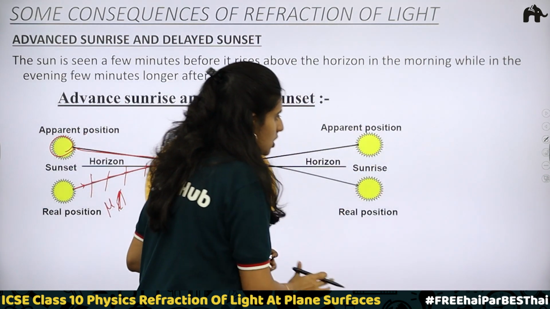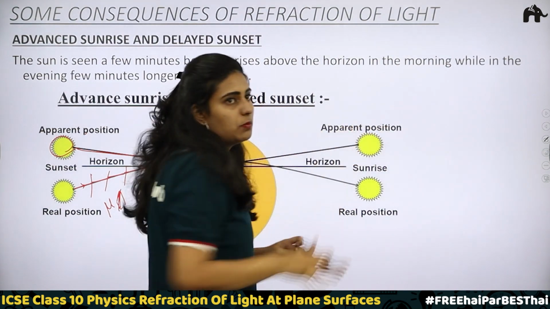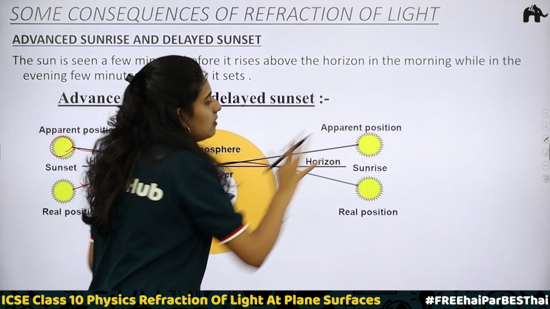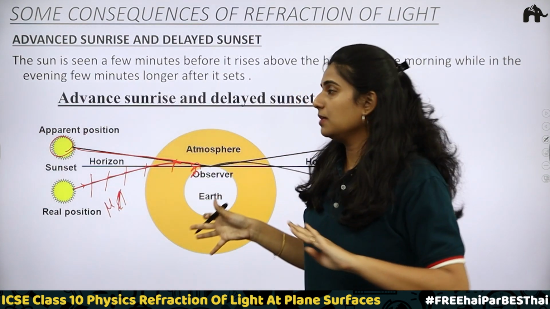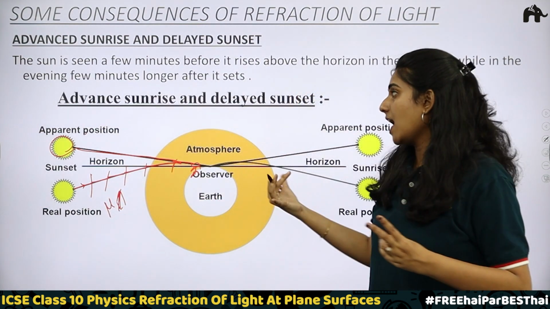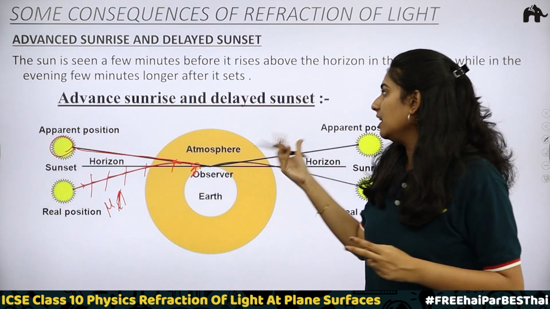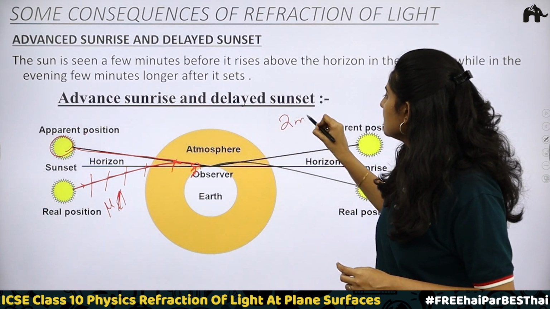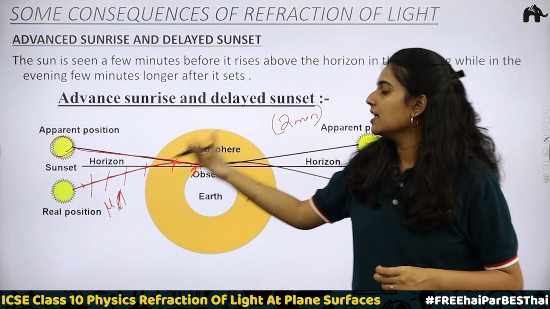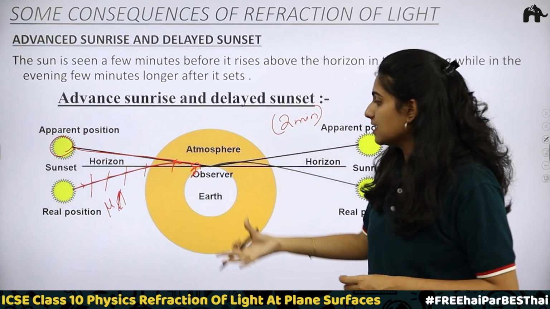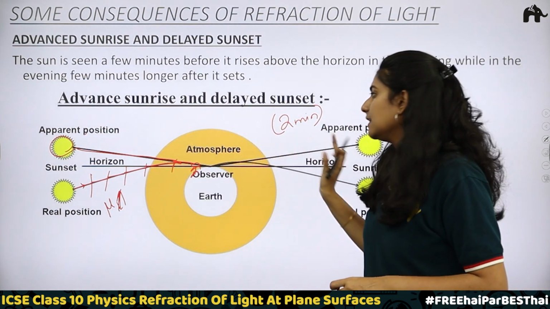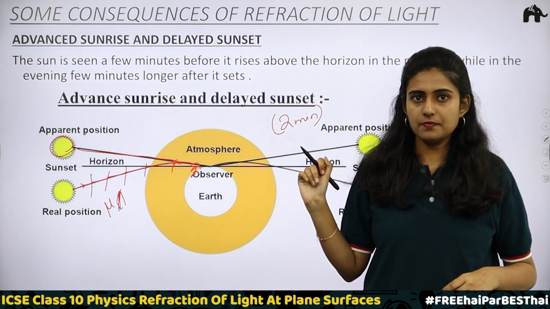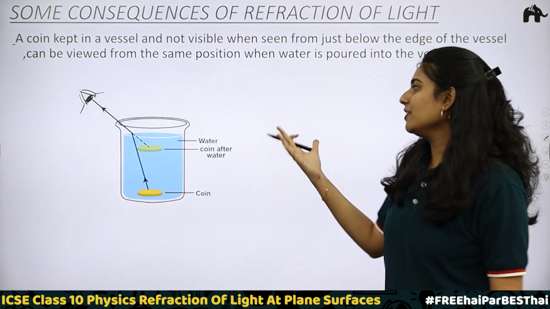This will be the real position. We are actually seeing the apparent position. The observer is seeing the apparent position of the sun. So atmospheric refraction is the reason behind the twinkling of stars and advanced sunrise and delayed sunset. Somewhat a 2 minutes difference: 2 minutes before actual sunrise and 2 minutes after actual sunset, we'll be able to see the sun in the sky. Clear?